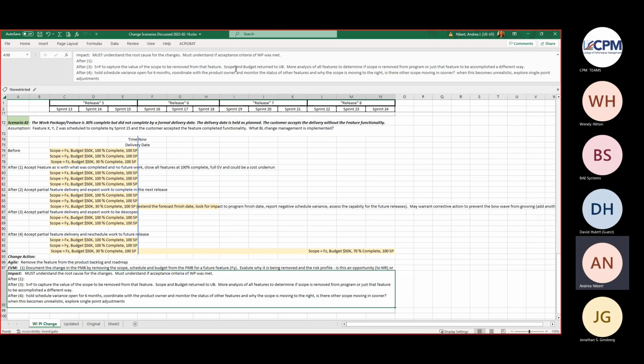I agree 100% with you, Wendy. And it's that coordinated discussion with the product owner, with the PMs, with the government, and if the government product owner is not the government PM, then contracts to determine. And I think it is okay to move that scope and budget to a different feature, however else you're going to accomplish that work. 100%. My opinion.